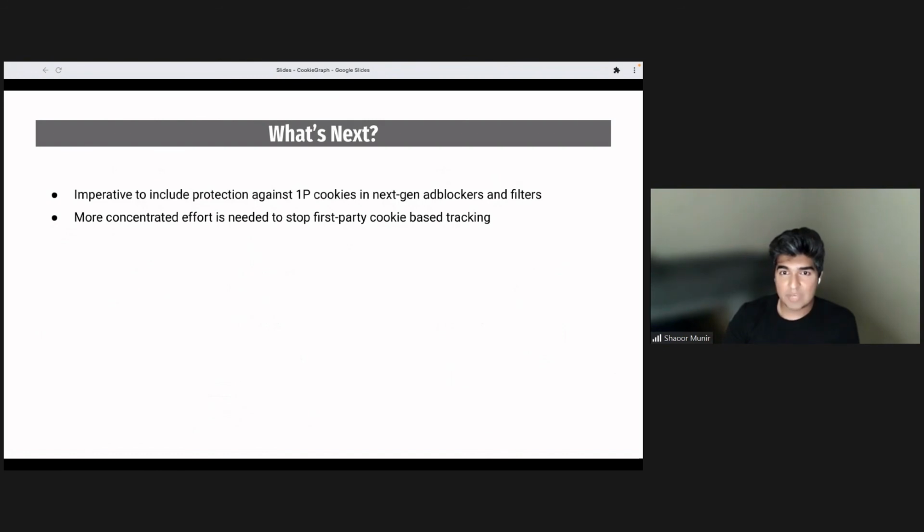At the moment, there is no space for cookies in our popular filter lists. There is some effort on the part of uBlock Origin to block cookies set by a particular domain, but we believe that a more concentrated effort is definitely needed to counter this rise of first-party tracking cookies.